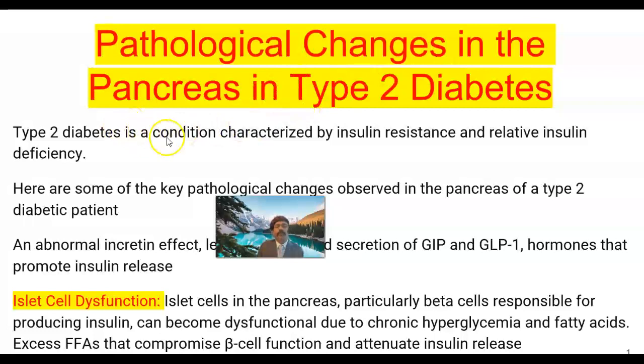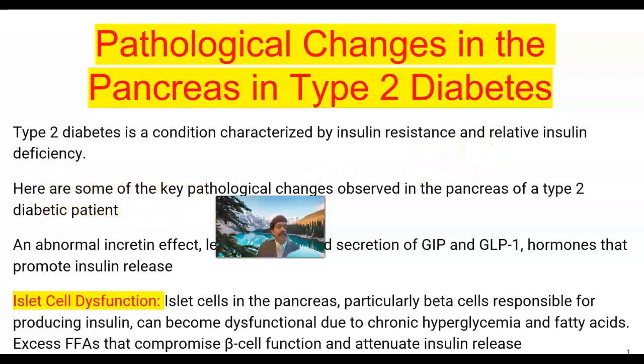Type 2 diabetes is a condition characterized by insulin resistance and relative insulin deficiency. Insulin resistance occurs in the peripheral tissues like the skeletal muscles, and there is relative insulin deficiency from the islet cells of the pancreas, particularly from the beta cells of the islets of Langerhans.